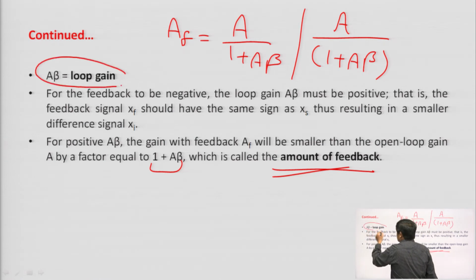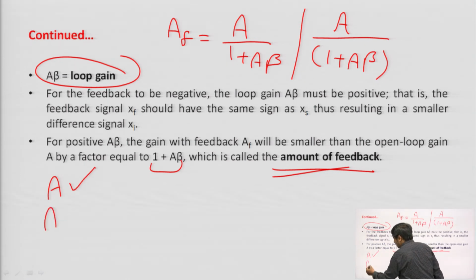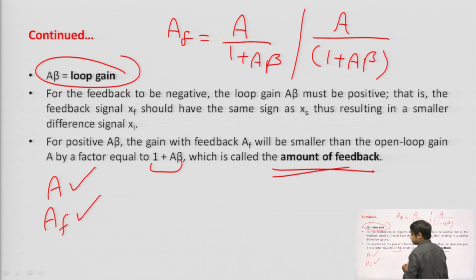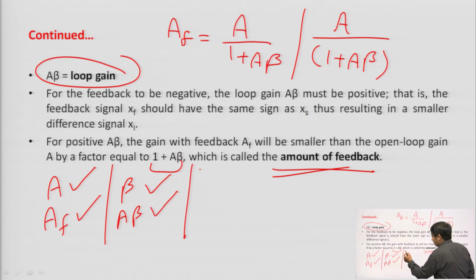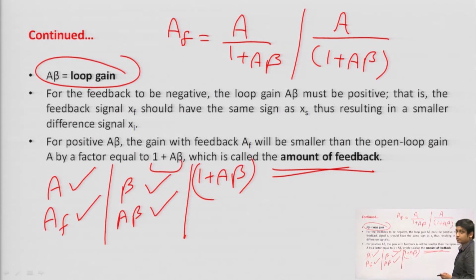A beta is called loop gain. Again, I am mentioning these points. A is your open loop gain, AF is called the closed loop gain, beta is your feedback factor or feedback ratio, A beta is the loop gain, and 1 plus A beta is the amount of feedback. So, these are very important terms, fine.